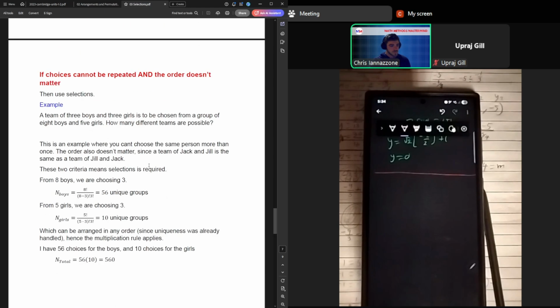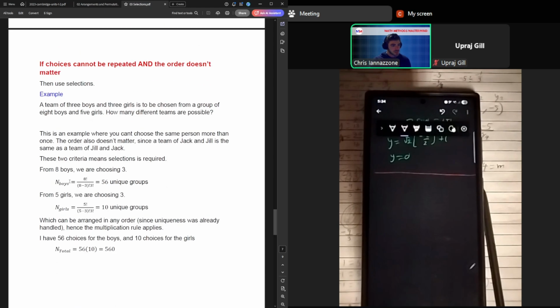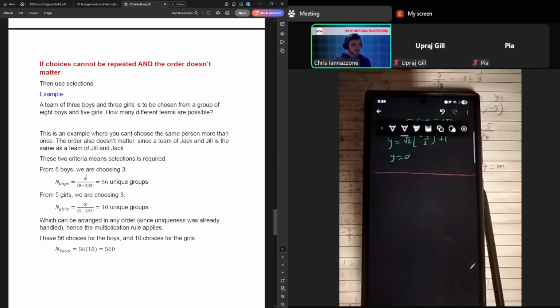And then lastly, as I mentioned before, for teams of people, you're typically using selections. Team of 3 boys, team of 3 girls, chosen from a group of 8 boys and 5 girls. How many different teams are possible? You typically do this implied in order. So it will be like choosing the boys first, then the girls, or choosing the girls first, then the boys. It doesn't actually matter what order you do it in, so long as you do it in an order.